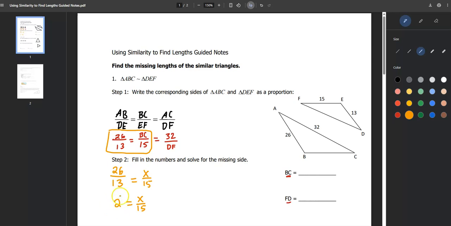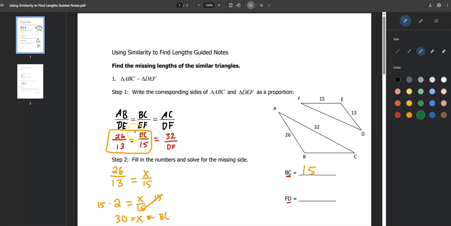Okay, again, that's your scale factor. That's how much we're getting bigger by. And then to solve this, it's just solving a one-step equation. X is being divided by 15, so I multiply by 15 to get rid of it. And what I do to one side, I have to do to the other side. Okay, so I get X is equal to 30. And then we've got to remember that this is just BC. So that would be 30 is what we get for that answer there. Okay.